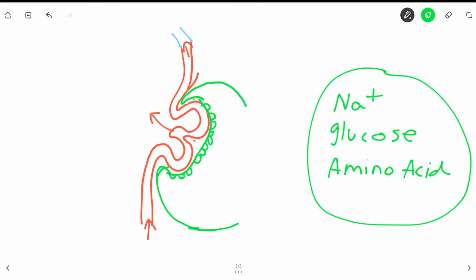Molecules of sodium, glucose, and amino acids are getting past the glomerulus, or rather, getting absorbed by the glomerulus, I should say. That's a better word, absorbed, and into your Bowman's space. So that was the starting of a nephron.